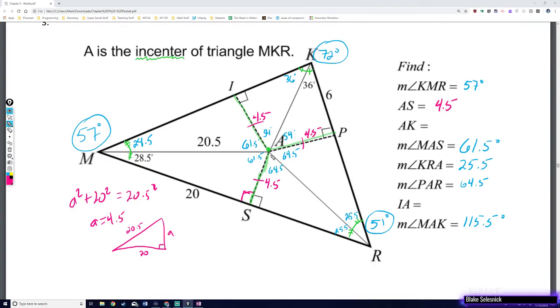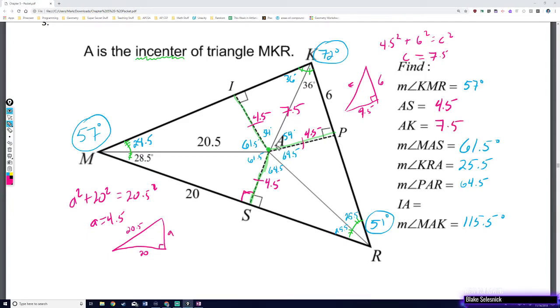Well, AK is this line. Again, these aren't all the same. The actual angle bisectors are not congruent. So we have a right triangle here. This is 6, this is 4.5 because we just found it. When we do the Pythagorean theorem, we're going to try to find C. So we have 4.5 squared plus 6 squared equals C squared, and we end up, spoiler, with 7.5 as C. So AK is 7.5.